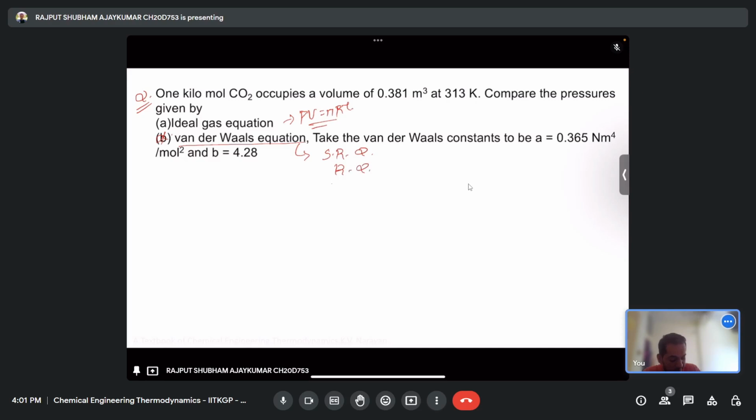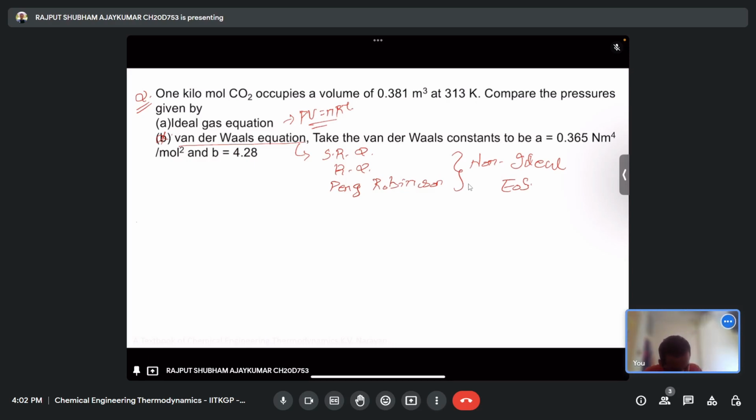Redlich-Kwong, and Peng-Robinson. So these are non-ideal equations of state. Okay. So what I will do is try to solve the second part at a later point of time, and I will discuss all the non-ideal equations of state. As of now, we'll just go with the ideal gas equation and how to solve it.